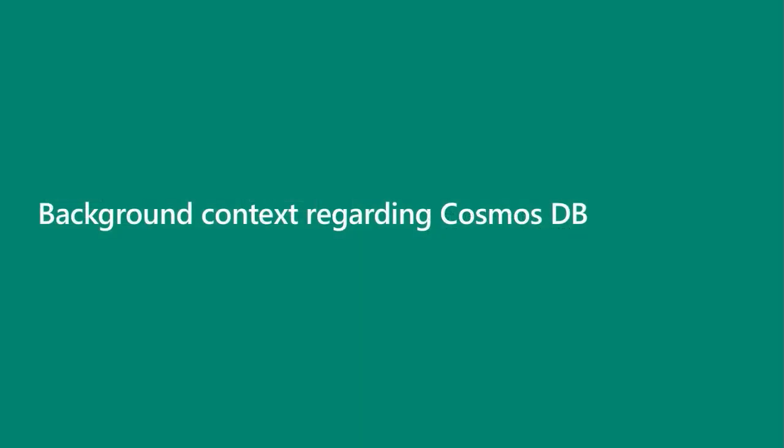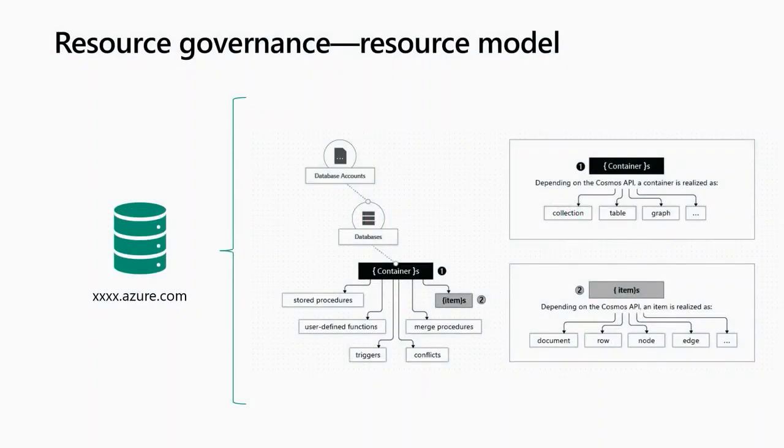So some background context regarding Cosmos DB. How do we apply this to Cosmos DB? For the folks who haven't looked at Cosmos DB before, very quick level set again. When you provision a Cosmos DB account, we have this resource model that we start with a database account. That's the instance that you connect with. Underneath that, we can provision a set of databases, and underneath that, a set of containers.